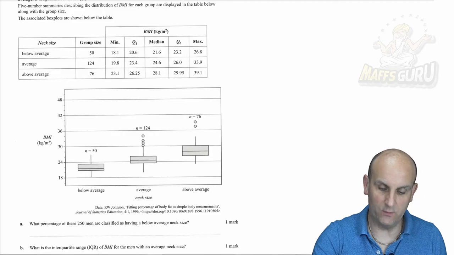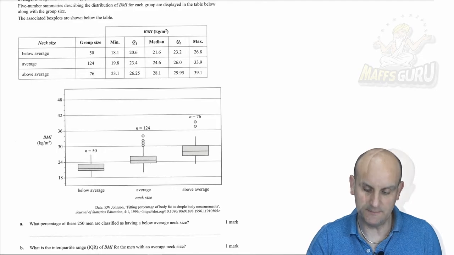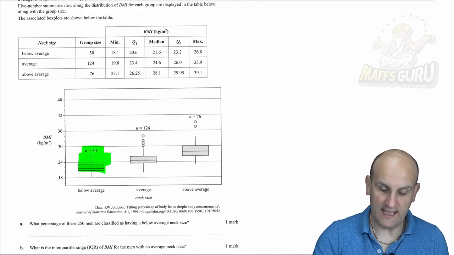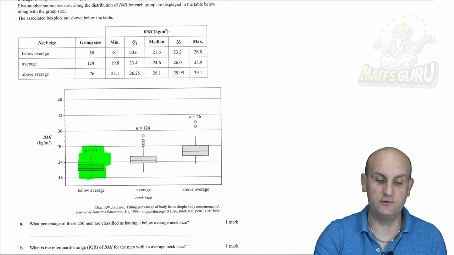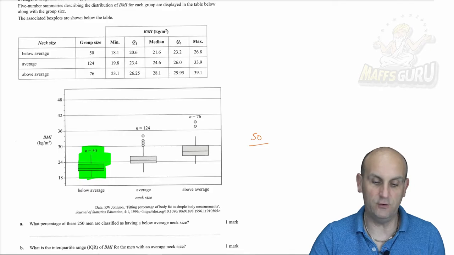When I did this question here, what did we say? What percentage of these 250 men had below average neck size? Because we know the graph here, or the below average section here, has a total count of 50, we know that there would be 50 out of the total number of men.